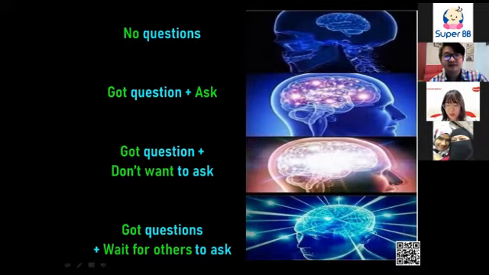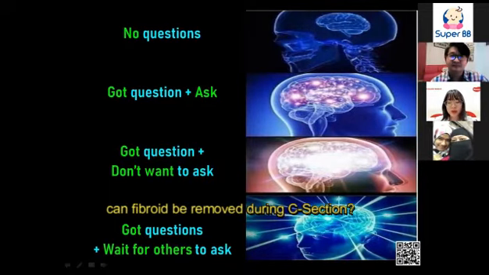So our next question is, can fibroid be removed together with cesarean section? Yes, like I mentioned just now, the fibroid can be removed during the cesarean section, and I've shown three of my ladies where this was discussed with the couple.